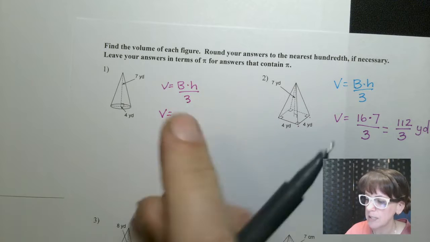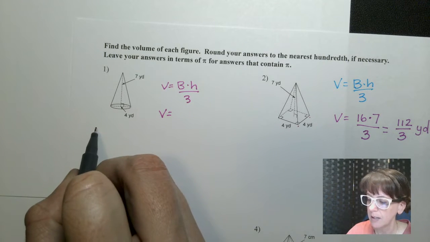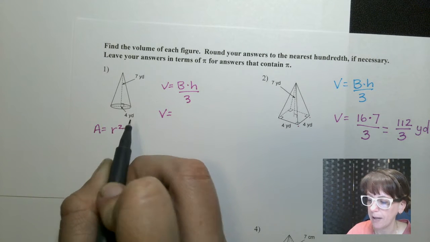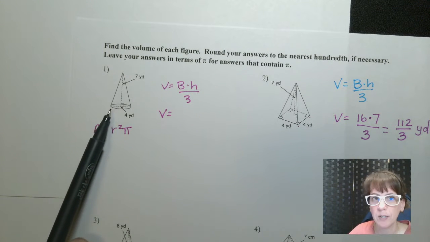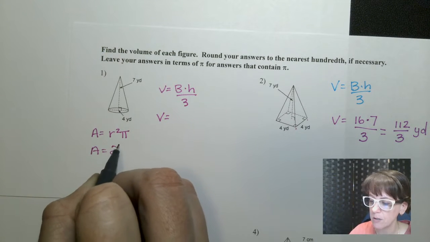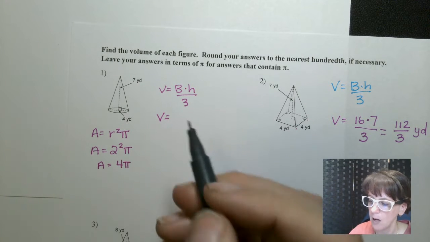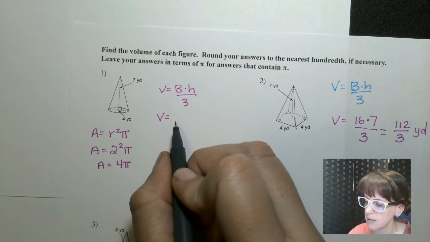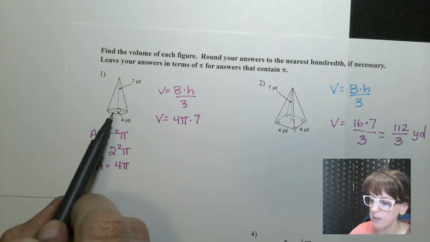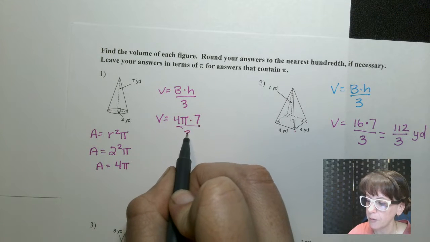So volume equals, now remember, to find the area of the base of a circle, the area equals the radius squared times pi. And in this case, our diameter is 4. So our radius is 2. So our area is 2 squared pi, which means our area is 4 pi. Okay, so the volume of this is 4 pi times the height, which we now know is 7, divided by 3.